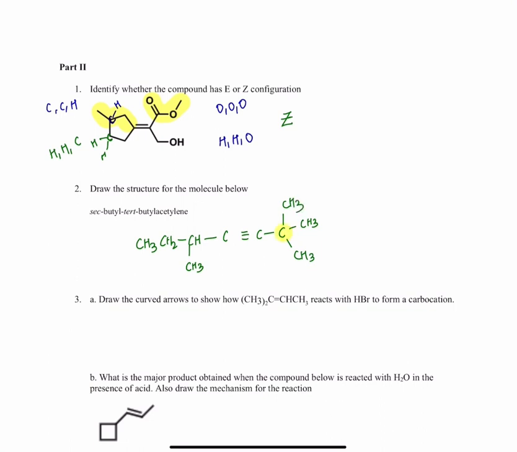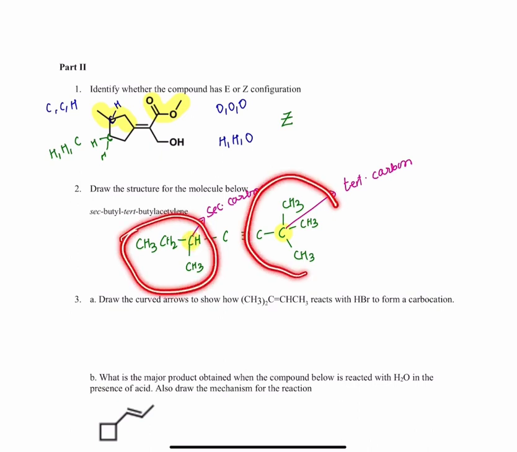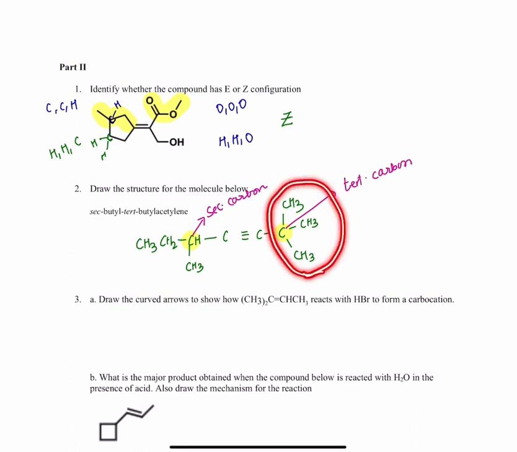So this carbon right here is a tertiary carbon. And similarly, this carbon right here is a secondary carbon. And you can see that each of these groups has got a total of 4 carbons. So therefore, this is going to be secondary butyl, tertiary butyl, acetylene.